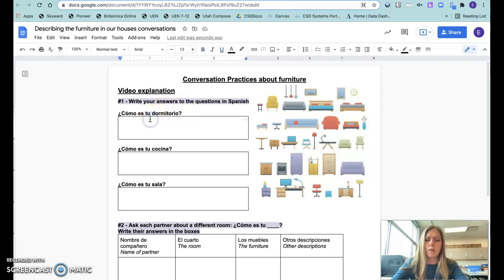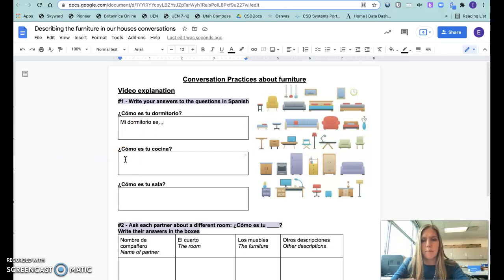¿Cómo es tu dormitorio? Oh, what's your bedroom like? Mi dormitorio es, and you go on. Or, so, mi dormitorio es grande, tiene una cama, 2 comedores. I'm going to go describe quite a few things about my room.